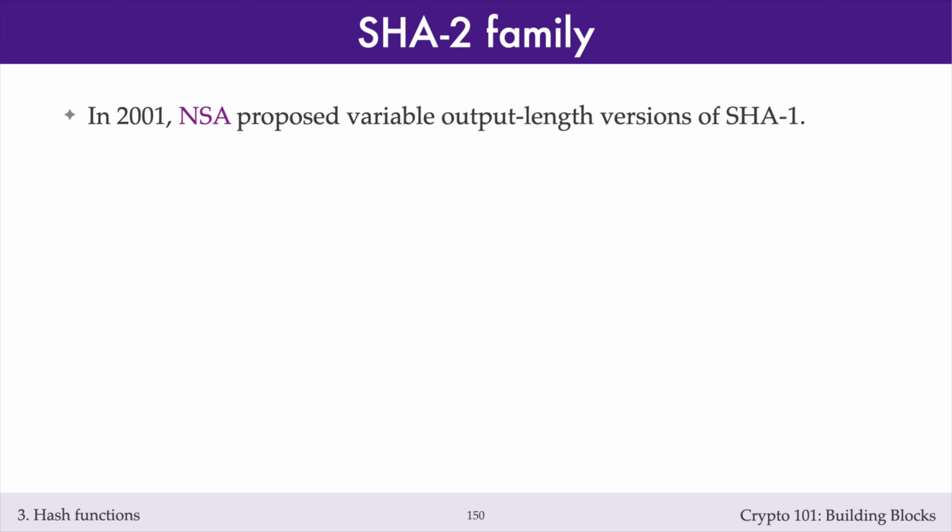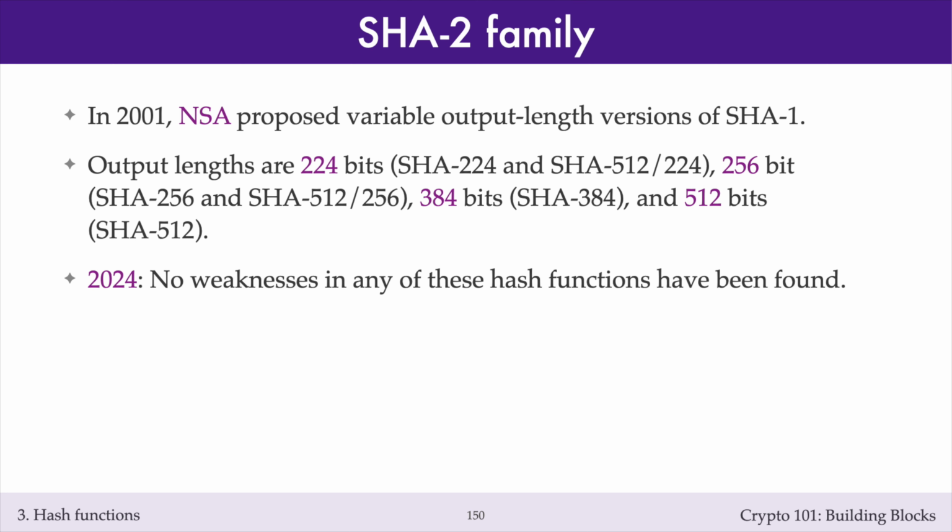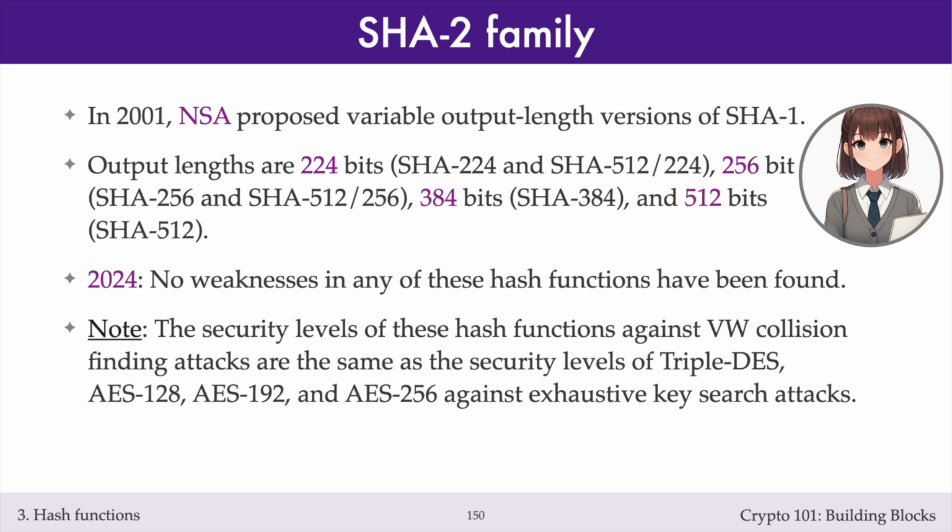In 2001, the NSA proposed the SHA-2 family of iterated hash functions. The hash functions in this family have 4 output lengths: 224 bits, 256 bits, 384 bits, and 512 bits. As of the year 2024, no weaknesses in any of these hash functions have been discovered. The rationale for these 4 output lengths is that the security levels of these hash functions against the VW collision finding attack is the same as the security level of triple DES, AES-128, AES-192, and AES-256 against exhaustive key search attacks.